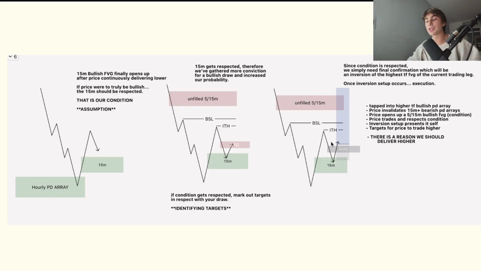A lot of times people will take inversions or just, for example, even if we're just talking about conditions, people will just assume because a 5-minute bullish fair value gap is getting respected, we should go higher. But you always need to be thinking, is there actually a reason to go higher? So that's always something that should be in the back of your head. You need to make sure that there actually is a narrative for price.